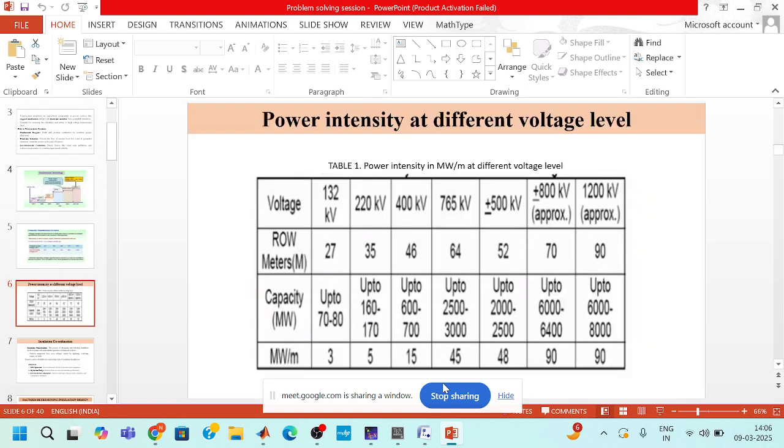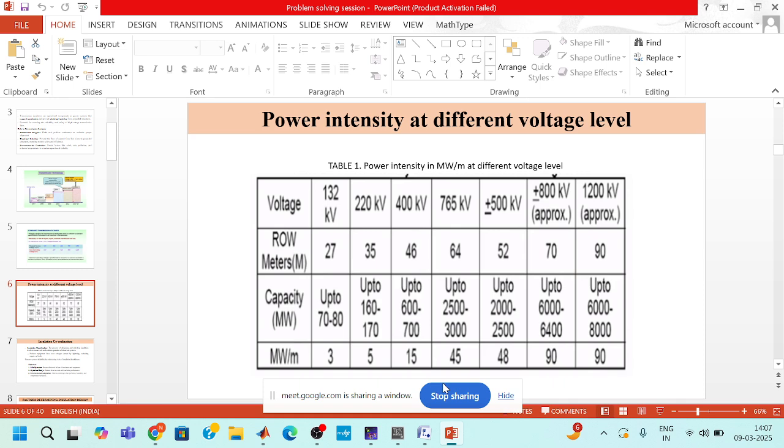This is the power intensity at different voltage levels. Suppose we see the voltage level plus minus 800 kilovolt, then a question may be asked like what would be the right of way in meters for 800 kilovolt approximate voltage. Then the answer would be 70 meters. Similarly, for 70 to 80 megawatt capacity, the voltage level is defined as 132 kilovolt, the right of way is 27 meters, and the maximum power intensity at 132 kilovolt is 3 megawatt per meter. This table is also very important from the exam point of view. You will have to learn it.